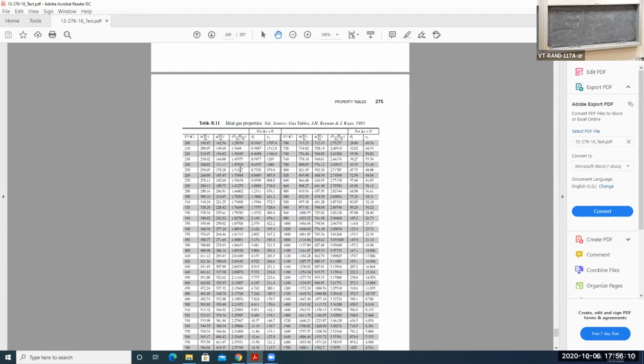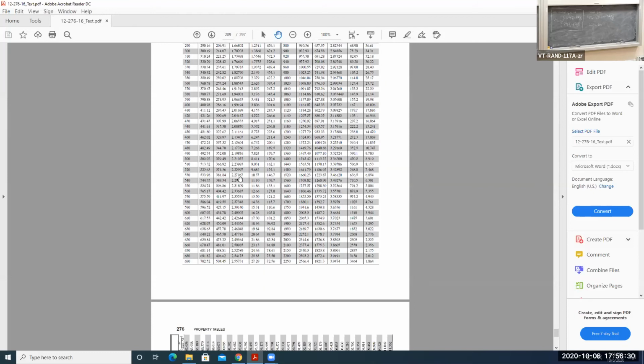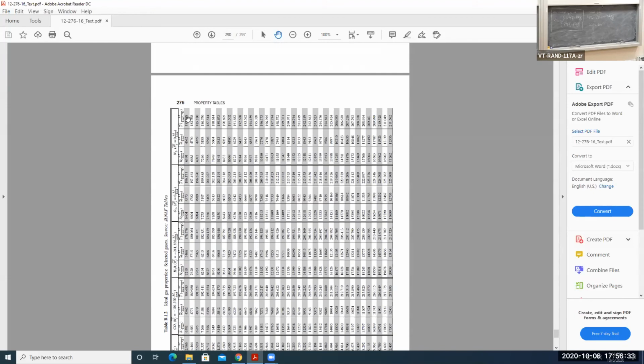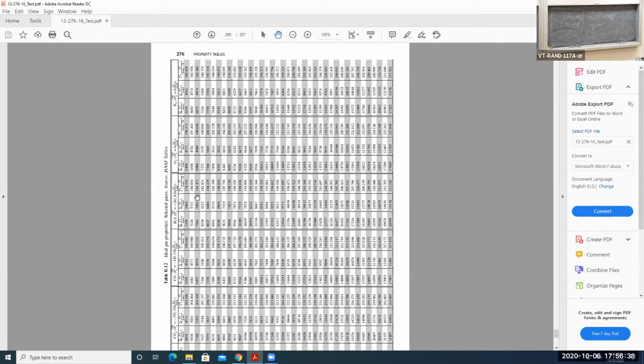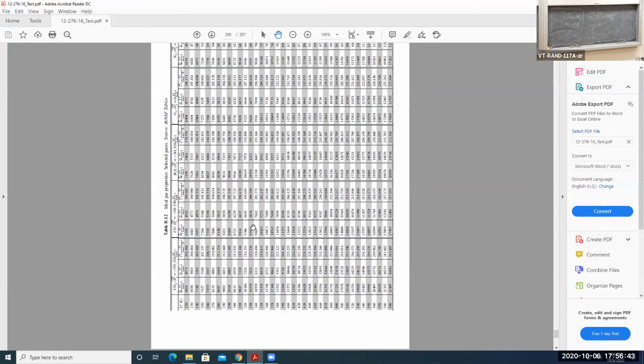So s naught is a function of temperature, and s naught, or the difference in s naughts evaluated at your upper and lower temperature, allow you to calculate the integral Cp over T dT. So these are available in ideal gas tables, whether it's for air or for nitrogen, oxygen, water vapor, CO, CO2. You see these s naughts? The s naughts are used to evaluate.